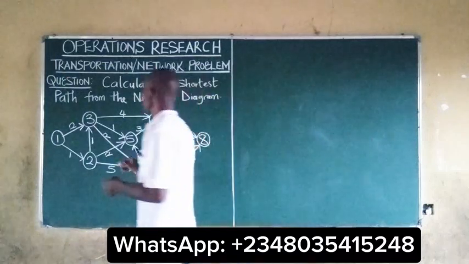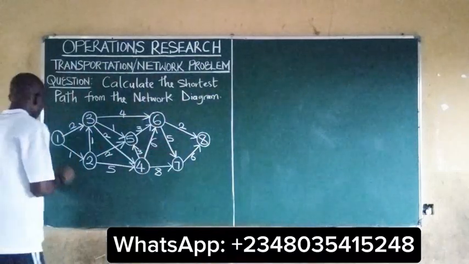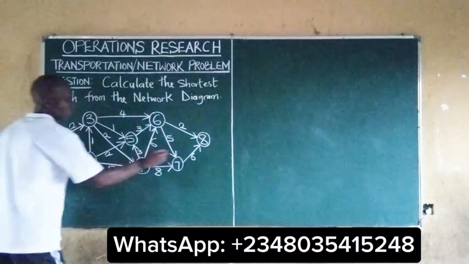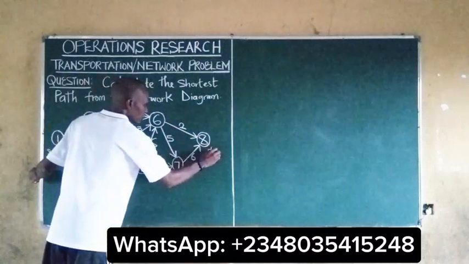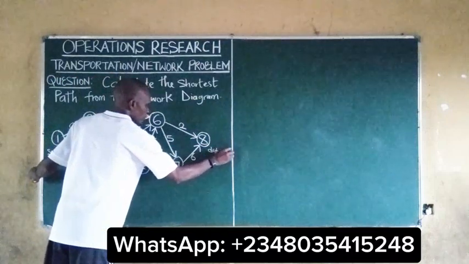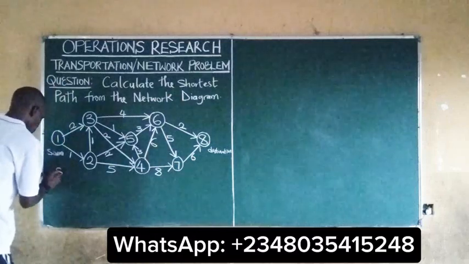The first thing to do when you have a network like this is to recognize the source. This is the source, node 1, and this is the destination. We say solution.